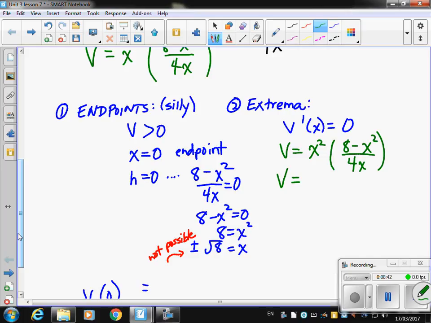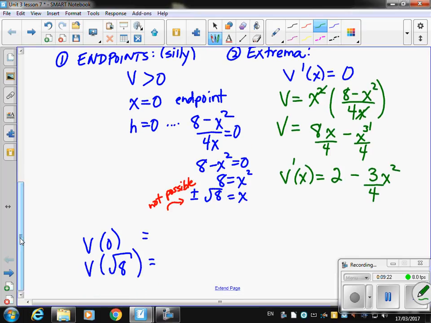I would end up with, I'm going to divide out an x. I can do that because I'm already considering x equals 0. I would end up with 8x subtract x cubed over 4. The derivative would be 2 subtract 3x squared, and we're good. All right, I want to know for extrema when that derivative is equal to 0.